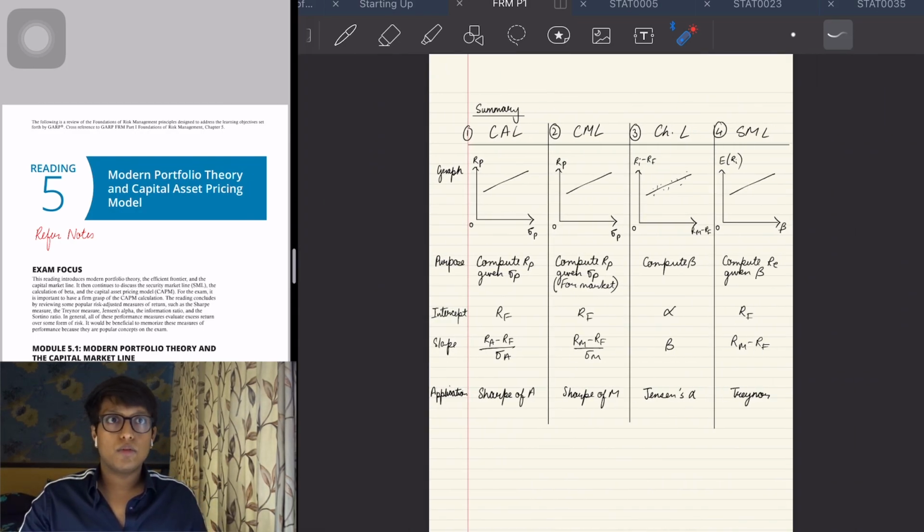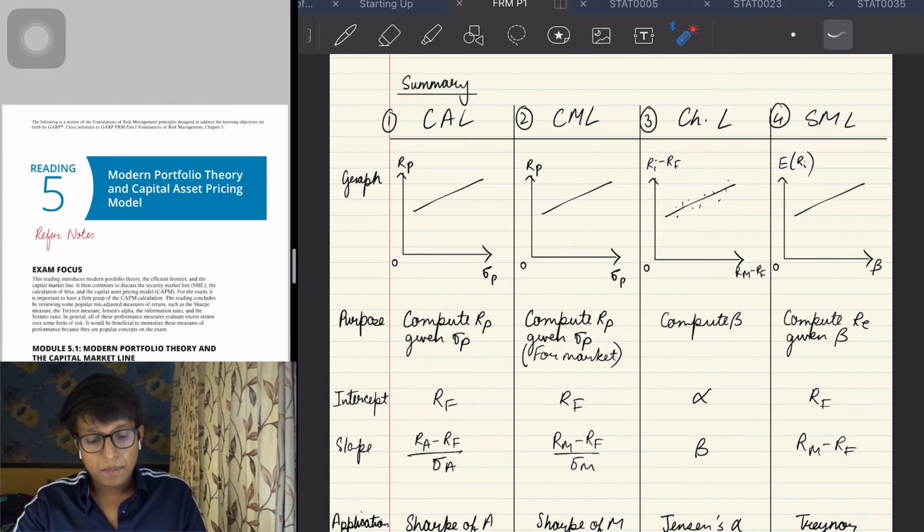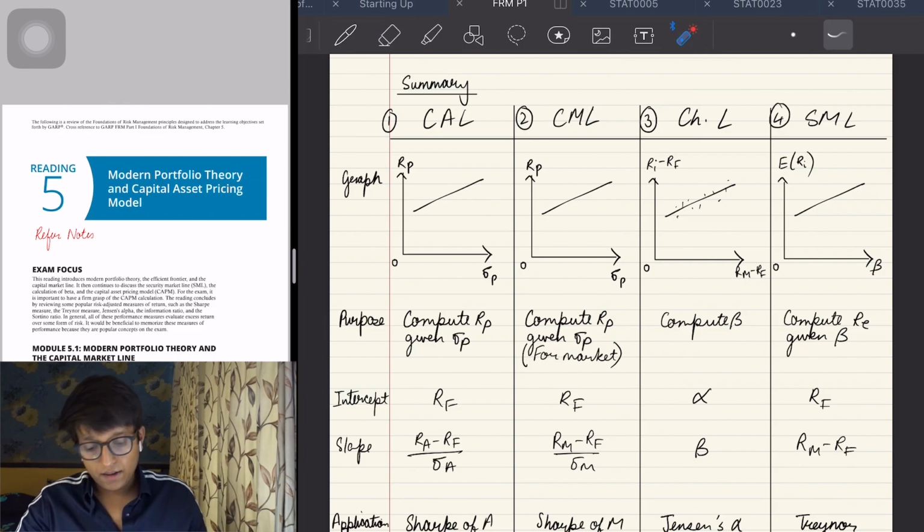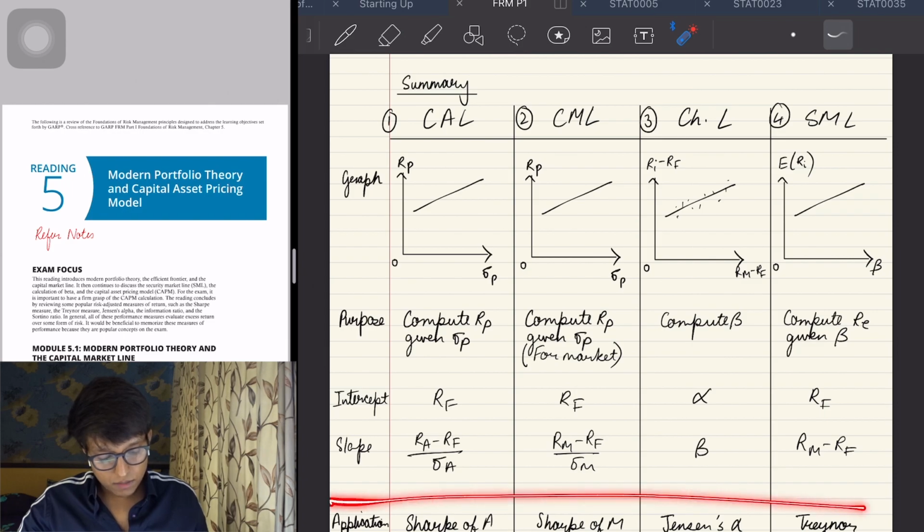So that was almost the entire reading. Let's sum it up quickly. The first one we saw was the capital allocation line, which we derived from the efficient frontier. This is the graph of the same, and it is used to compute the return of the portfolio. Its intercept is this. You can just read through it, keep this in mind, and I'll move to the application part now.